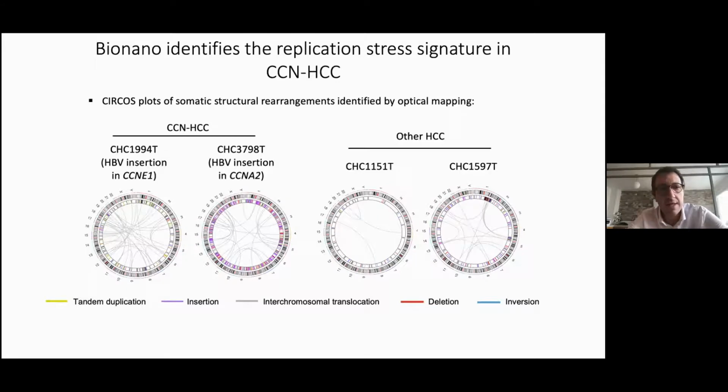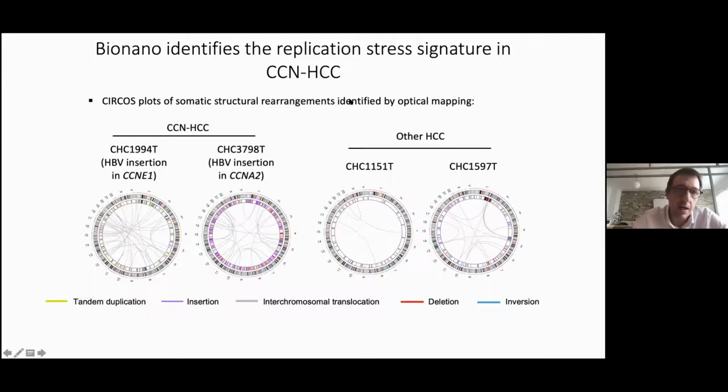We then represented the global profiles of structural rearrangements with circus plots, as you can see here, for the 4 tumors. The 2 tumors on the left are CCN-HCC tumors driven by HBV insertion in cyclin E1 for the first and cyclin A2 for the second. And the 2 tumors on the right are tumors without activation of these cyclins. What we can see here is that we are able, with Bionano technology, to retrieve our RS1 signature of replication stress with plenty of tandem duplications and interchromosomal translocations.